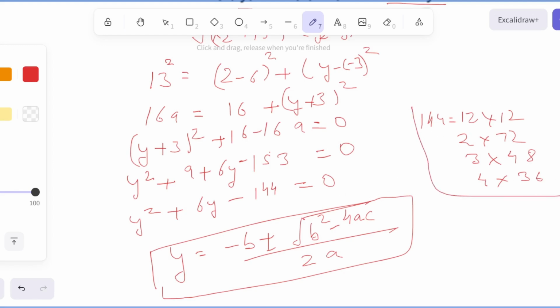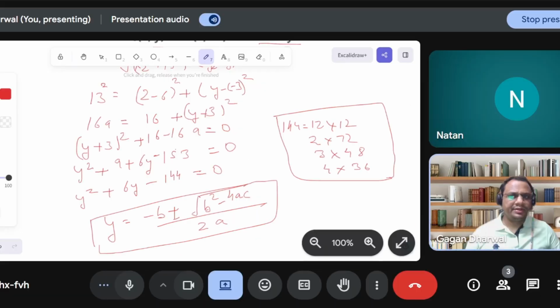Because by splitting the middle term, we were not able to find those two numbers which add up to 6 and when multiplied give minus 144. So in that way, I think the quadratic formula is going to help us. Does that make sense, buddy?